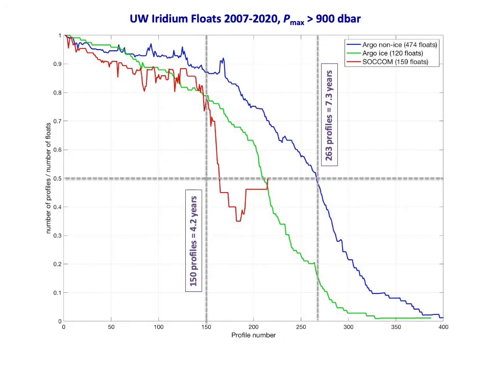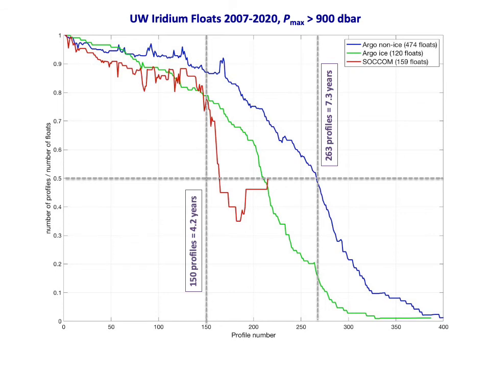Here is a plot that shows the performance of these floats over the years. The blue line here is all of our Argo floats going back to 2007 that were never in ice. So that's kind of the control. There are 474 of those. And you can see here that the 50% line is out around 260 profiles. So over half the floats are lasting more than 7.3 years, which is really gratifying.